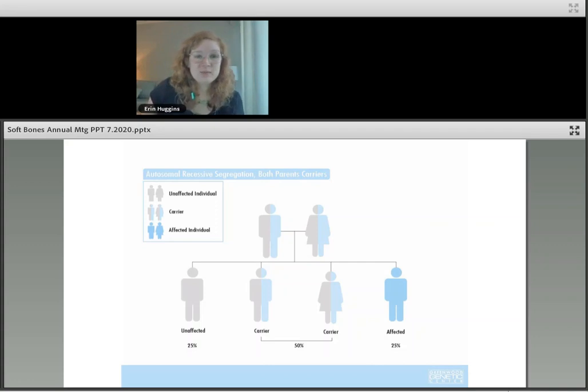But typically, we'll have two parents that are each carriers of the disease, and there are 4 different possibilities. The first possibility is that they both pass on their normal copy, and you have a child who is unaffected and doesn't carry a mutation at all. The next possibility is either dad passes on his mutation and mom passes on her normal copy, or vice versa, and then you have a child who is a carrier. So the carriers look similar to the parents in that they have just the one copy, but they don't have the symptom itself.